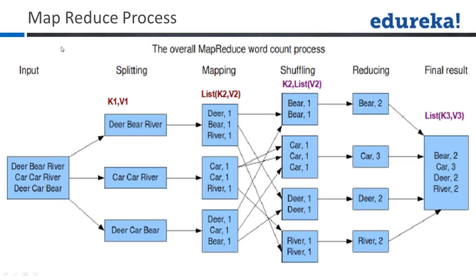Now, does everyone understand this part? Till now, is everyone clear what I'm talking about? Is this list K2, V2 clear to everyone? First we created these key-value pairs here, the K1, V1 values. Yes, Avinash.